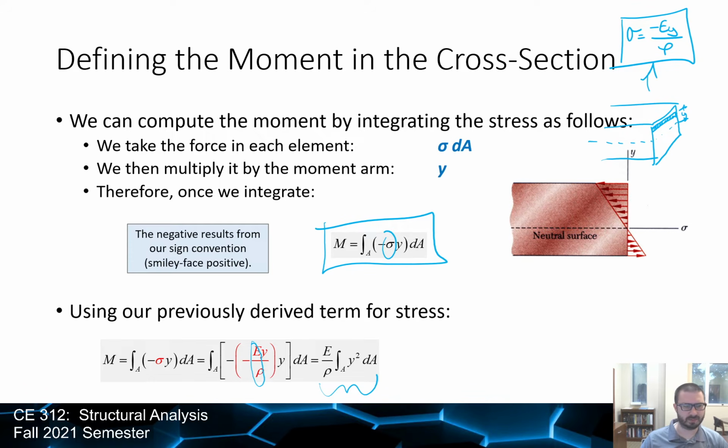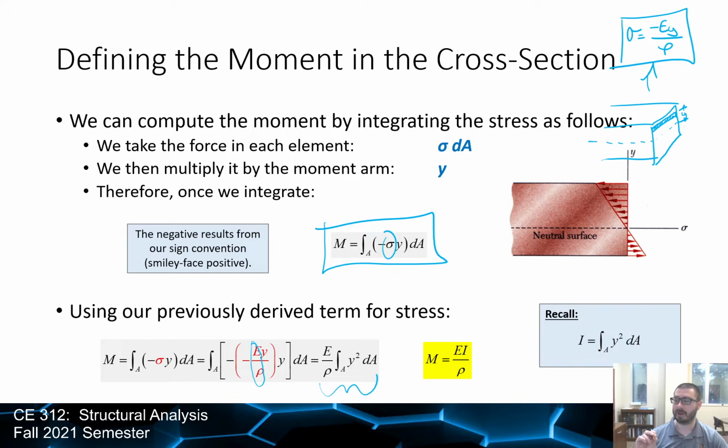That's the moment of inertia, that integral of y squared dA, right? So the integral of y squared dA, I can replace this and come up with that. So now I have the equation M equals EI over rho, and we're really starting to get somewhere with this. We have a name for this. We call it the moment curvature relationship, because M equals EI over rho.